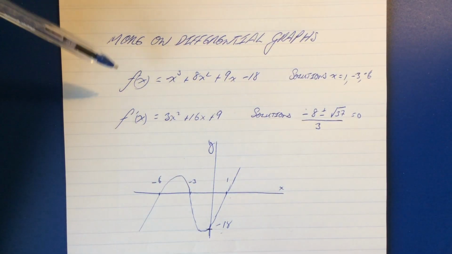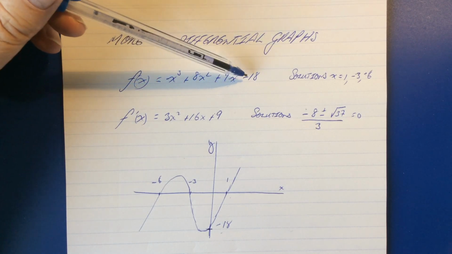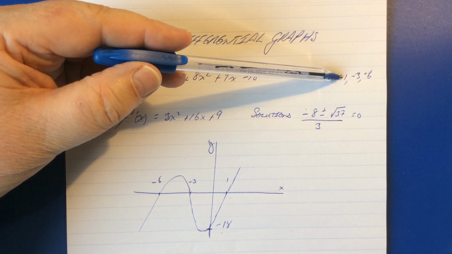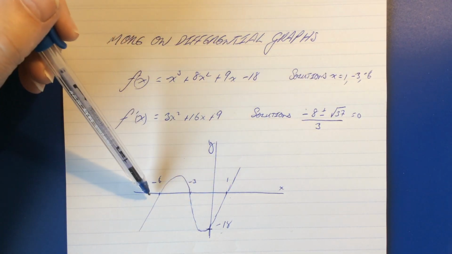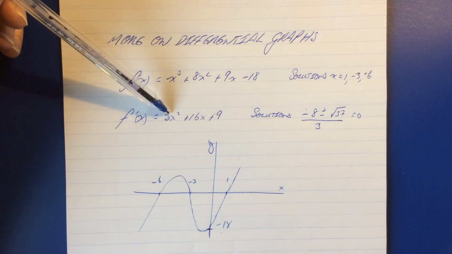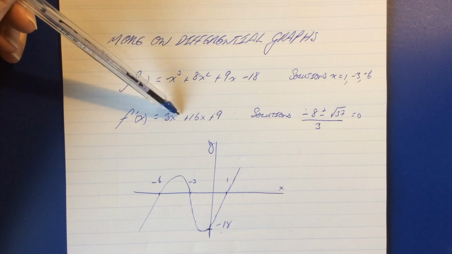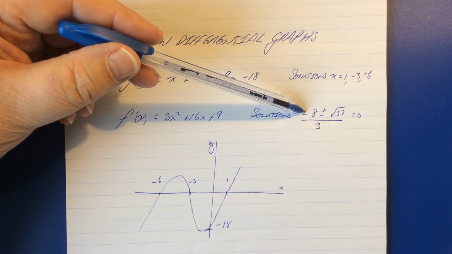Okay, so what have we got? Well, here's our cubic, x cubed plus 8x squared plus 9x minus 18. Trust me, these are the solutions. This is it very roughly graphed, just sketched. This is the differential: 3x squared plus 16x plus 9. And these are its solutions.